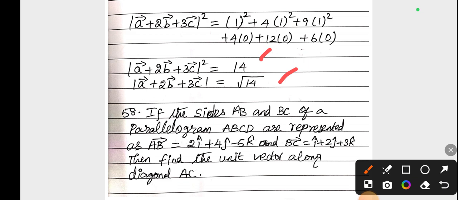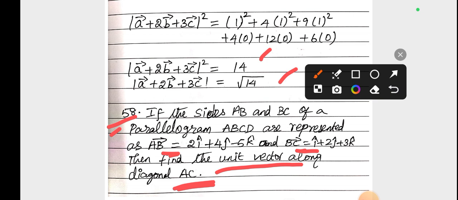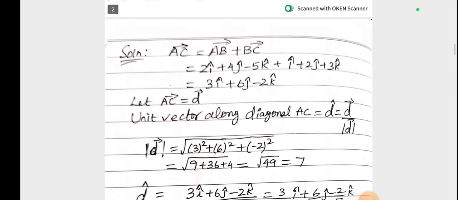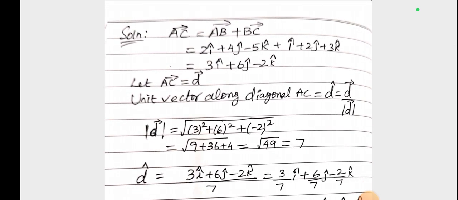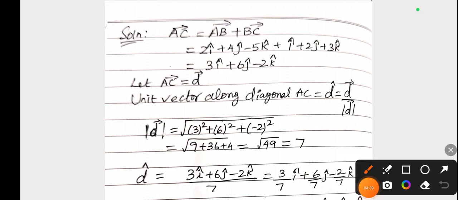Clear? Check. Then the 58th question. Sides AB and BC of a parallelogram ABCD are represented by AB given, BC given. What should we find? We want to find the unit vector along the diagonal AC. For AC, you want to find the unit vector. So first find AC, then it's easy.